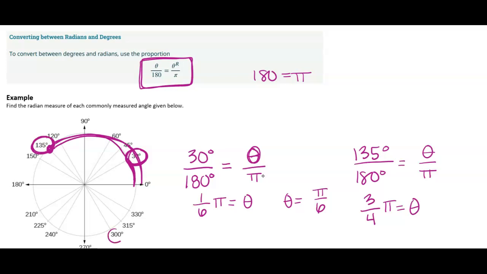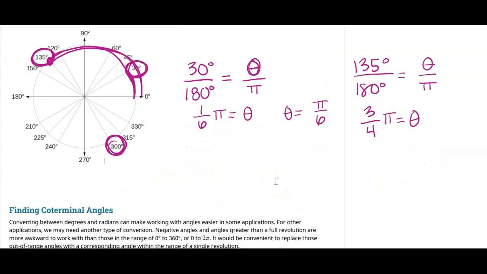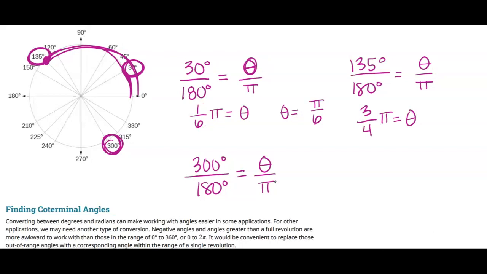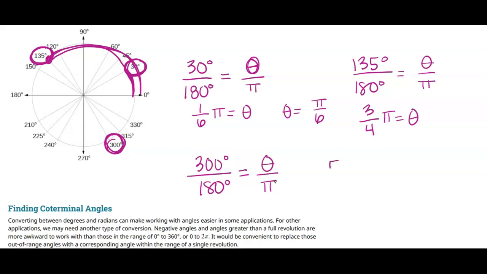All right, let's do one more. Let's do 300. So I would set this up as 300 over 180 equals theta over pi. When I simplify here, both of these are divisible by 60, so I end up getting 5/3, and then I bring the pi over, or 5 pi over 3, if I want that in terms of radians.